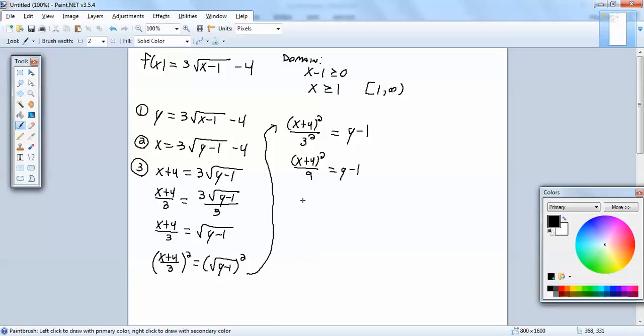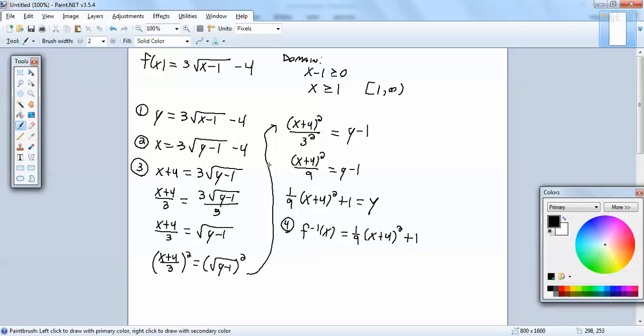And take negative 1 over, and I'm going to take this 9 and put it out in front. So I got 1/9 times x plus 4 squared, plus 1, is equal to y. And then step 4 is replace our y with our inverse notation. And we have this right here.